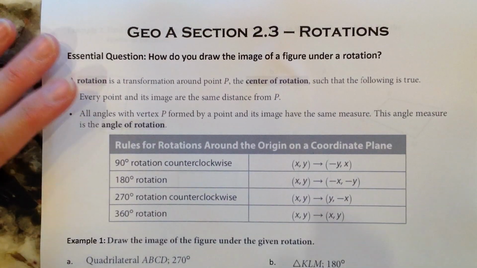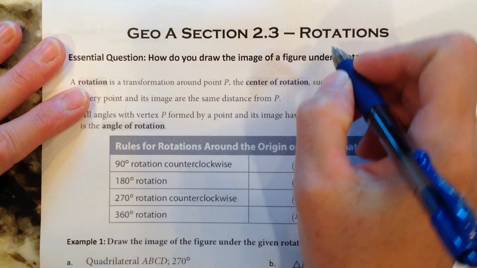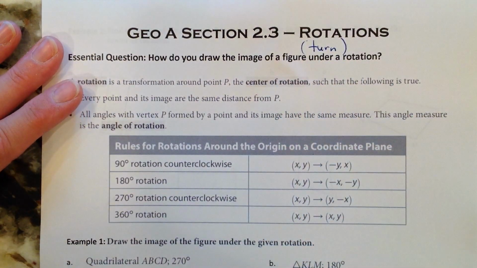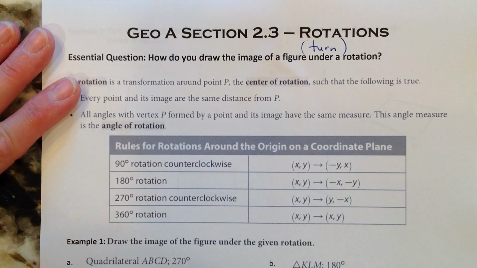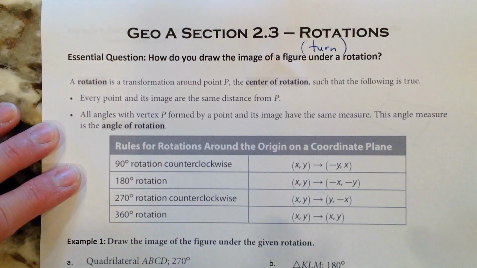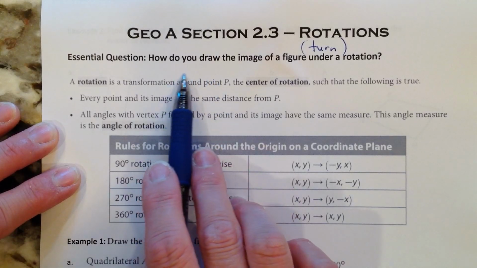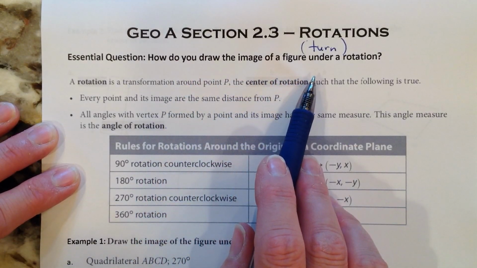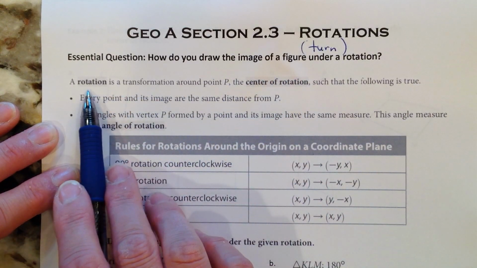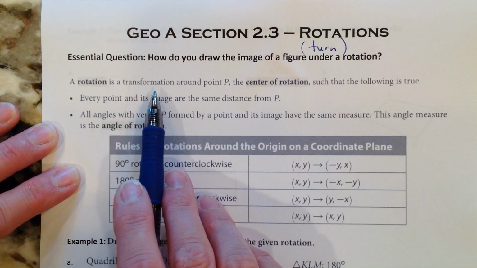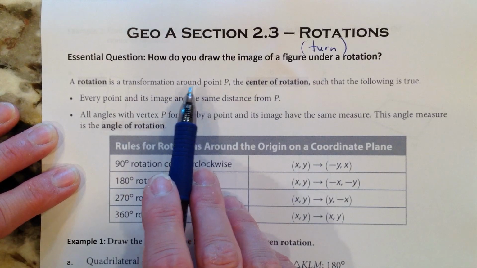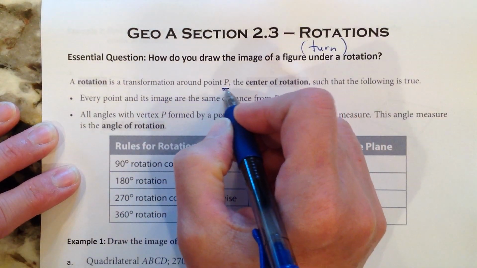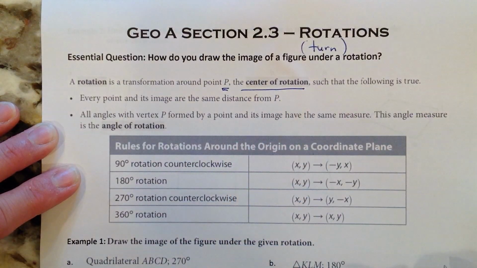So this section is all about rotations, which is just another way to say that there's a turn of some sort. Like you're rotating or you're turning around a certain point. So what we're going to be looking at is how to draw an image or a figure under a rotation. With a rotation, there's always a definition of what you're rotating around. And in this case, we're going to call it point P, which is the center of a rotation.